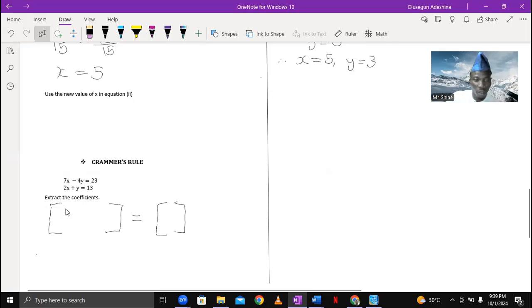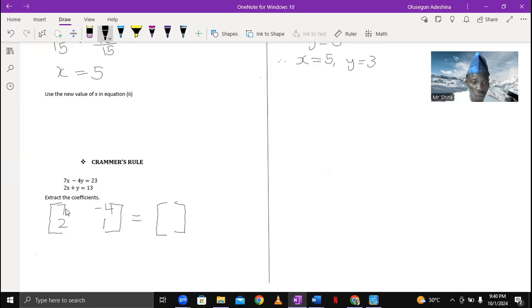Okay. What does this mean? It means this. The coefficient of x here is 7. So we write 7 here. The coefficient of x in the second equation is 2. We write 2 down here. The coefficient of y in the first equation is -4. We write -4 here. And the coefficient of y in the second equation is +1. So we write 1 here. So these are the coefficients. What we've just done is that we've extracted the coefficients.